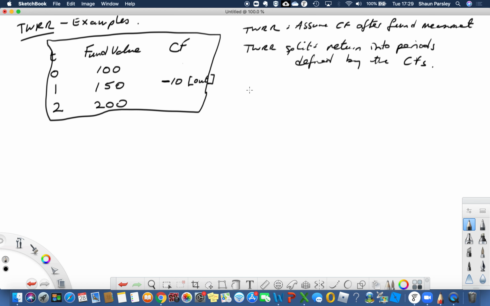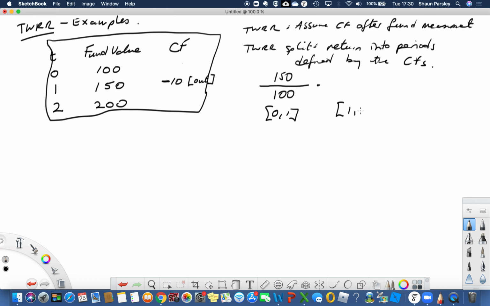So if you can imagine, once we split out where the cash flows are, we can then try to work out what the effect of those cash flows was. Let's look at the first period. We know there's a cash flow of 10 at time 1, but that cash flow is after the fund value. So for the fund value between 0 and 1, put that under there in square brackets, just to highlight what time interval that is. So 150 on top, divided by 100.